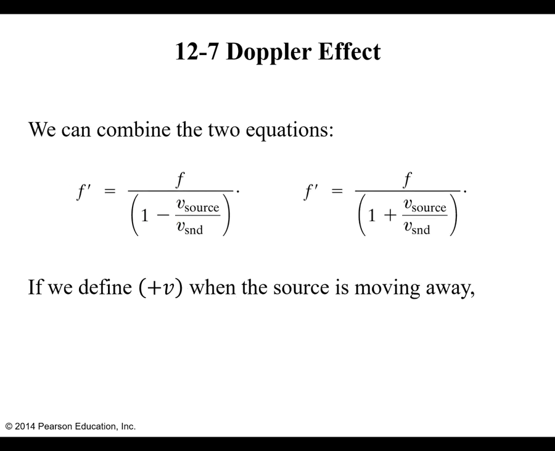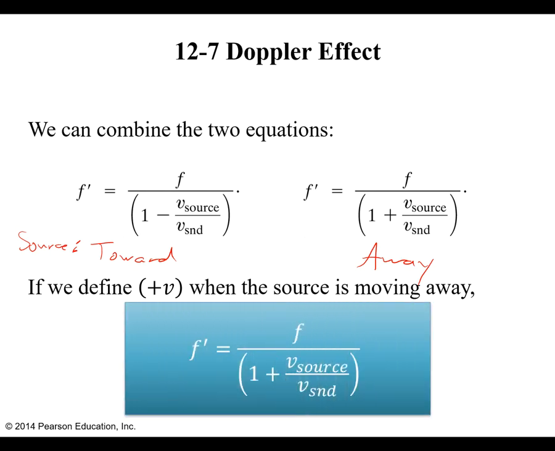Well, we can easily fix that problem, and we can combine the two. This one is when the source is moving toward the observer and away from the observer. But if we define our velocity to be positive when the source is moving away, then we can just combine it into this one equation, and this would solve it all.